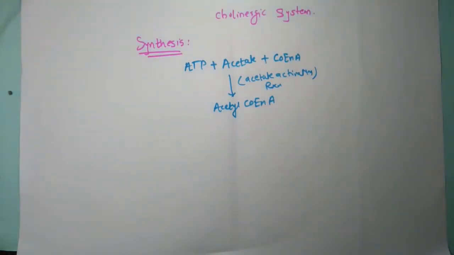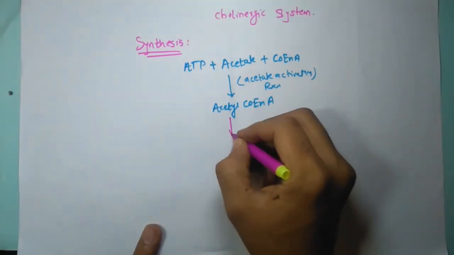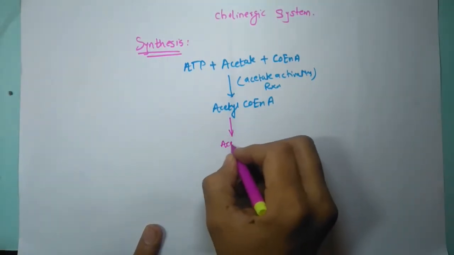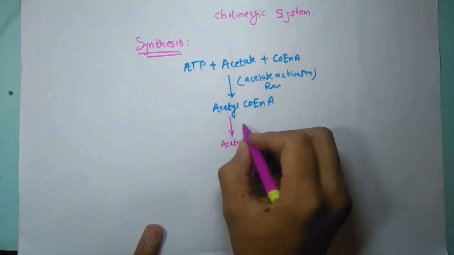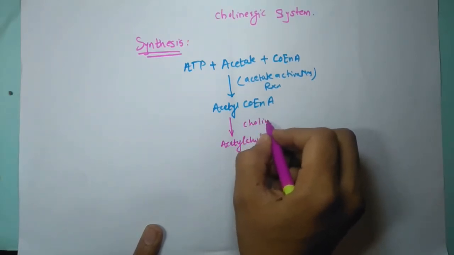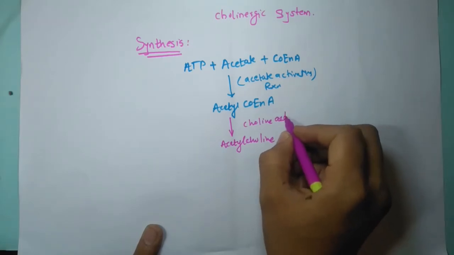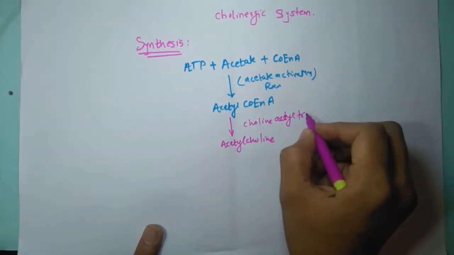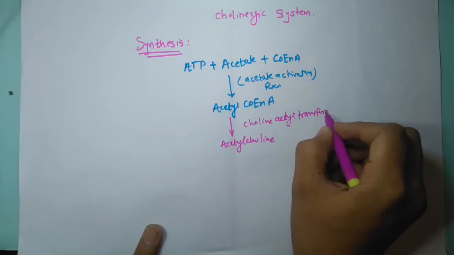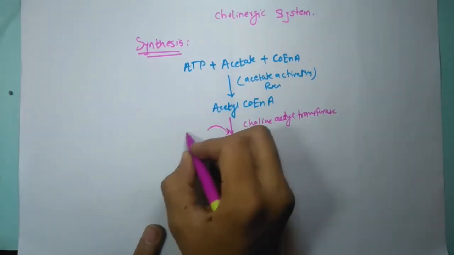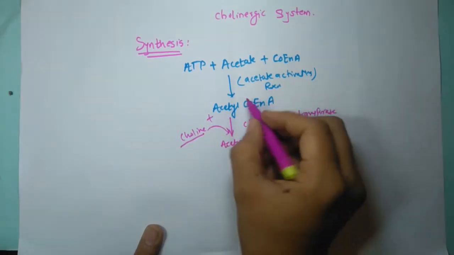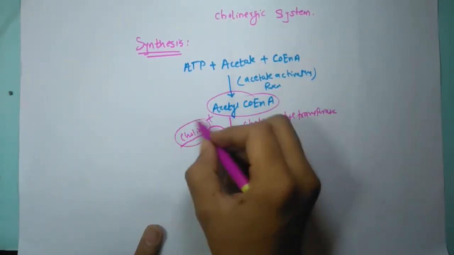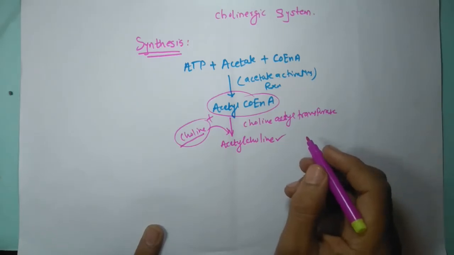Then this acetyl coenzyme A is converted into acetylcholine by using the enzyme called choline acetyltransferase. Choline plus acetyl coenzyme A results in the formation of acetylcholine.